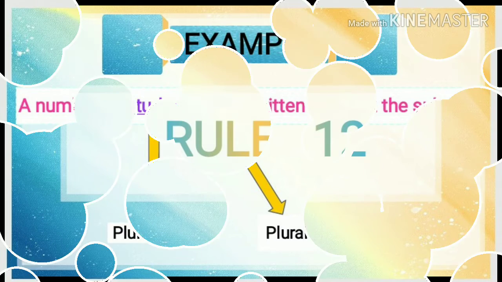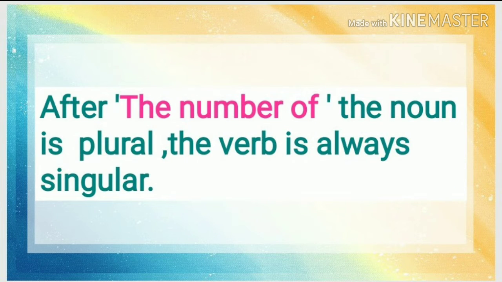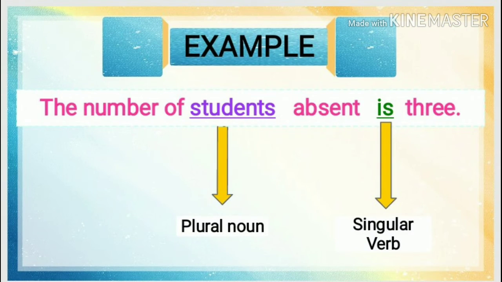Now with this, we'll move to rule number 12, and that is, after the number of, the noun is plural, the verb is always singular. Here is the example of it. The number of students absent is 3. Here, after the number of, we use the plural noun students, but the verb is singular.